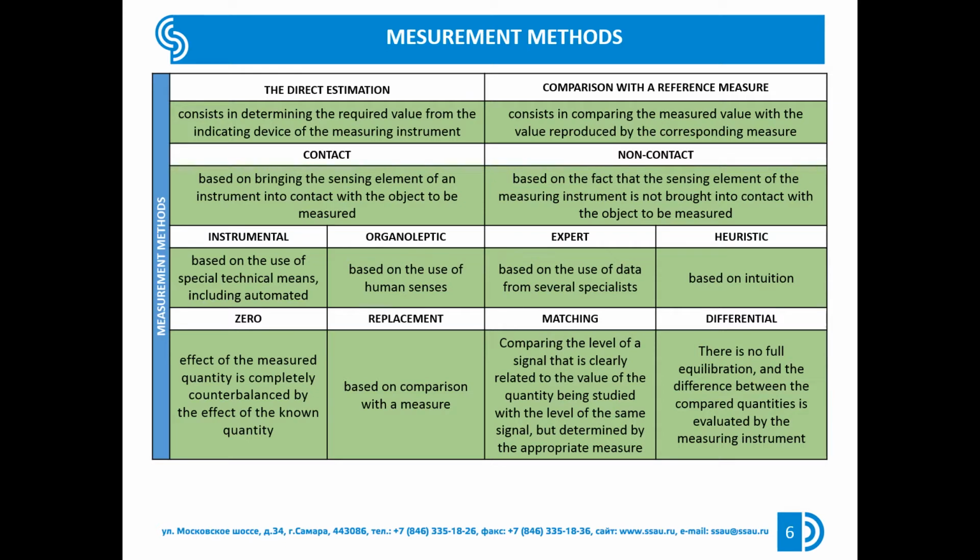The advantage of the method is undoubtedly the small measurement error, which is mainly determined by the error of the measure and the dead zone of the instrument, the zero indicator. The disadvantage is the need for multivariate measures. In the difference or differential method, there is no full equilibration, and the difference between the compared quantities is evaluated by the measuring instrument. In this case, the value of the measured quantity is determined not only by the value reproduced by the measure, but also by the display of the instrument.